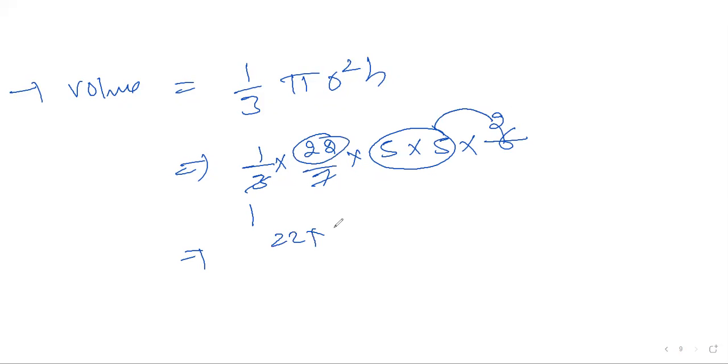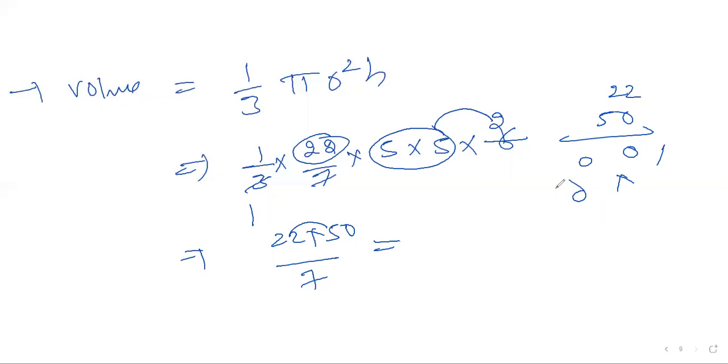So 22 into 50 by 7. Now we can multiply 22 into 50. 22 fives are 110, so 5 twos are 10, all are zeros, 5 twos are 10, 5 twos are 11. So 1100.